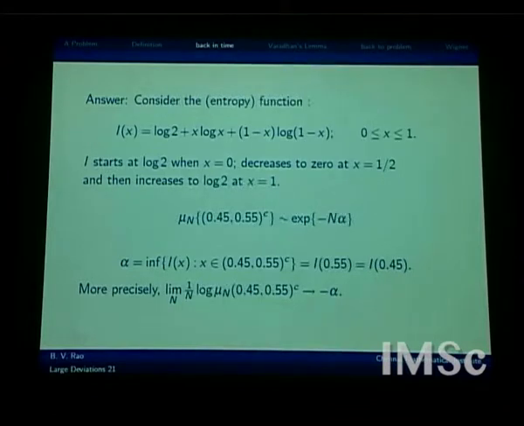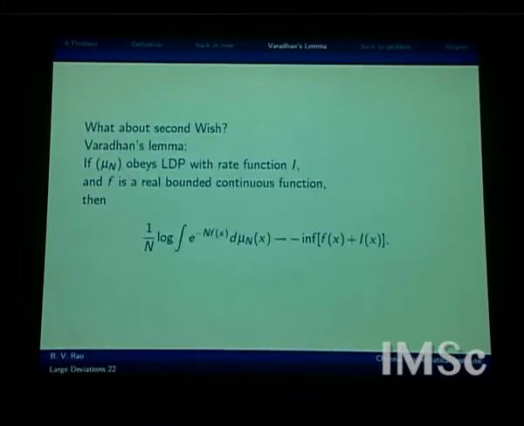What do you mean by it is like e to the minus n alpha? Is there a precise theorem? Yes, this is the precise theorem: the limit over n of 1 by n log mu n of your set converges to minus alpha. That is the precise theorem. So, roughly speaking, for large values of n, 1 by n log mu n is minus alpha. So, that is it. This is what they were doing, not necessarily with coin tossing, but with more general things. What about the second wish?